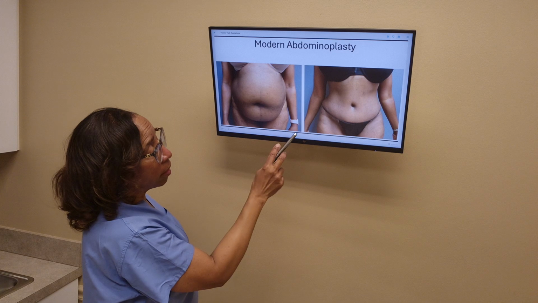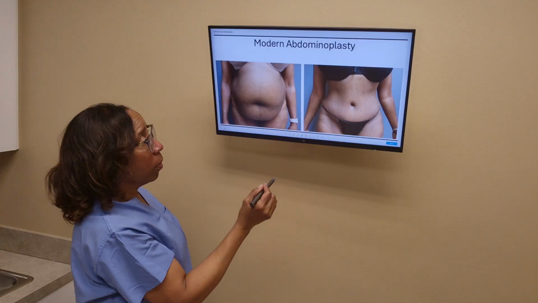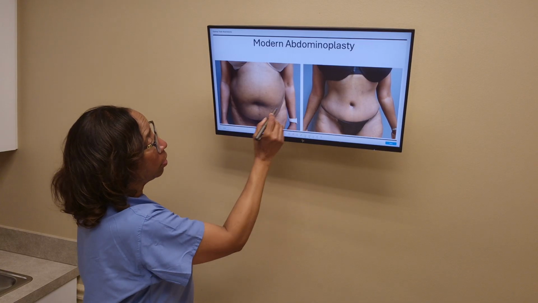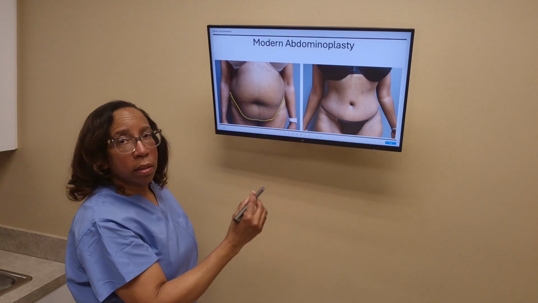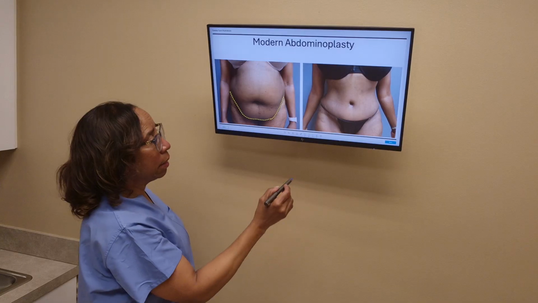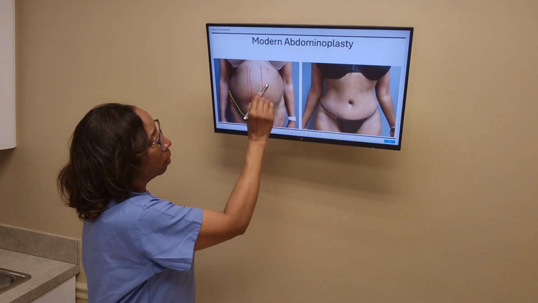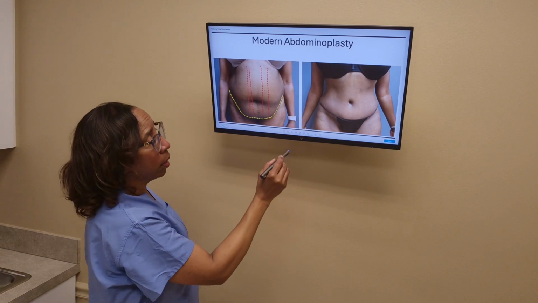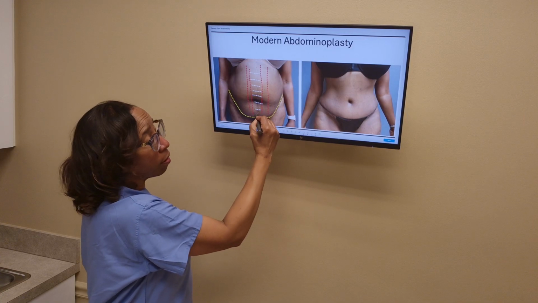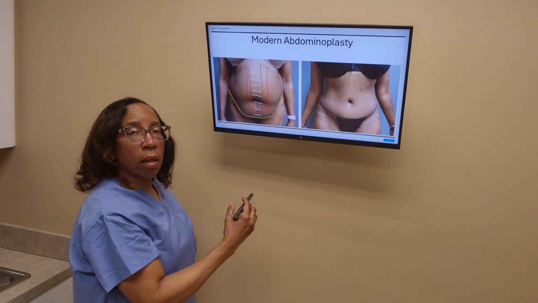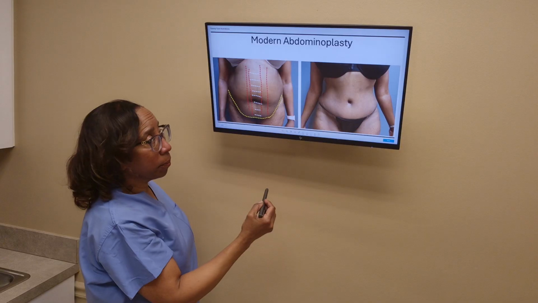Now, this is an example of what's done during a tummy tuck on one of my patients. So a low incision is made, and this incision is in the normal groin crease. The rectus abdominis muscle runs vertically. The diastasis is that strong tissue called fascia that's between the muscle and on top of the muscle. And this is what stretches during pregnancy.